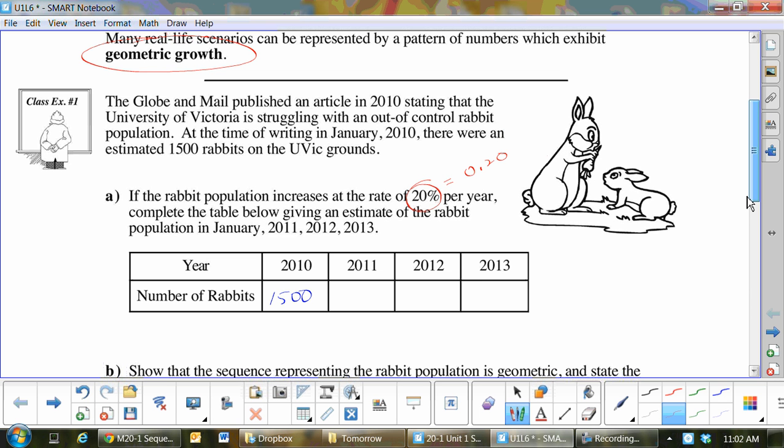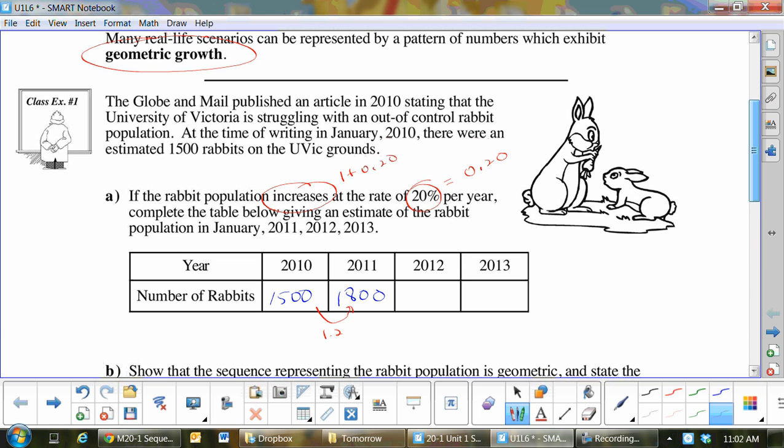You see better there? Okay, right on. So if you are going to increase, you want to add 1. Whenever you say increase, it's going to be 1 plus your appreciation rate or your percentage. So all you have to do is multiply by 1.2. Okay, so how many bunnies will we have? 1,800, yep.